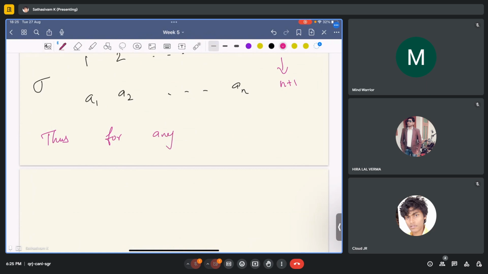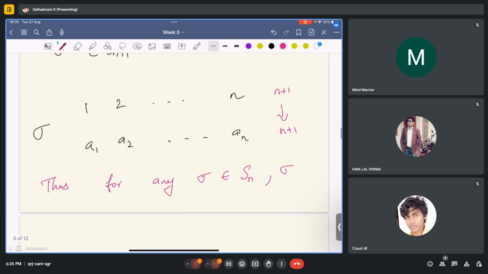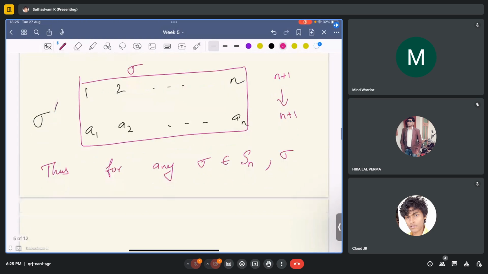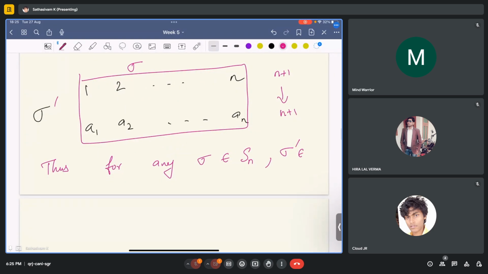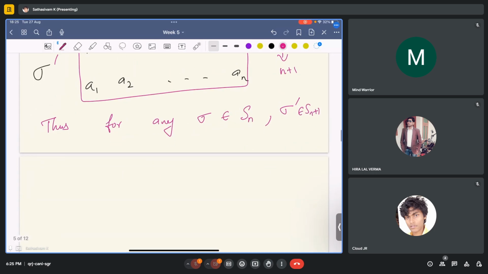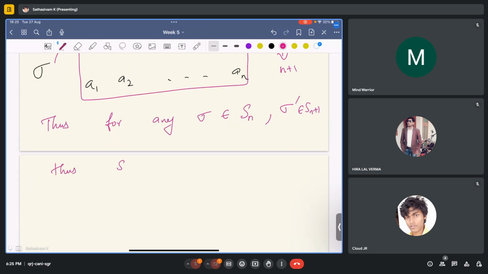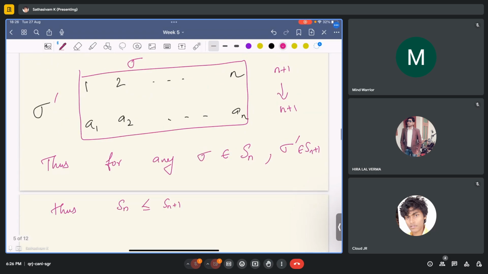Thus, for any sigma belonging to Sn, on this part it's a sigma, and on the entire part, let me call it sigma prime. Sigma prime belongs to Sn plus 1. Thus, Sn is a subset of Sn plus 1. And you can see it is injective. It's not hard to see it's injective.